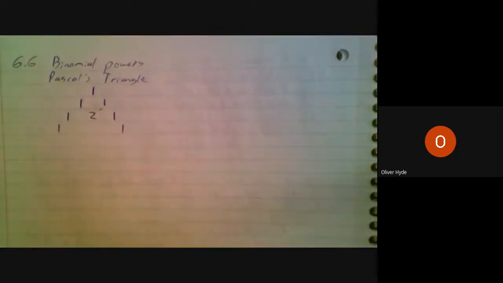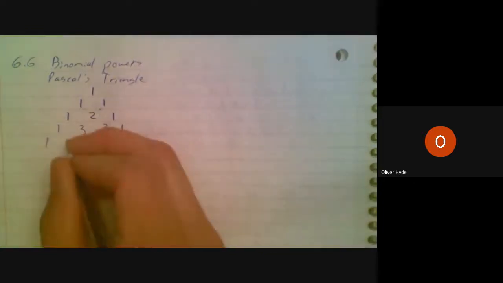So the next row, exterior elements are 1. Interior elements are the sum of the previous adjacent elements in the previous row. So 1 plus 2, that's 3. 2 plus 1, that's 3. And you're going to notice that Pascal's triangle is symmetric, so you don't really need to create the whole thing, but you also can't really split this number in half, so you might as well construct the whole thing. It doesn't take twice as long. 1 plus 3 is 4, 3 plus 3 is 6, 3 plus 1 is 4.